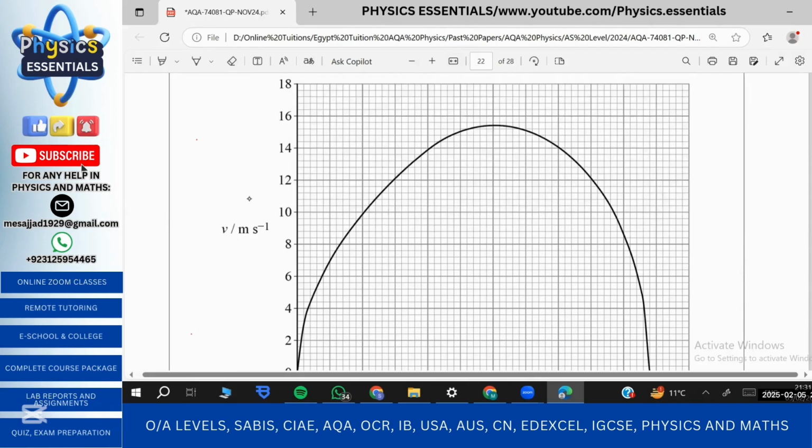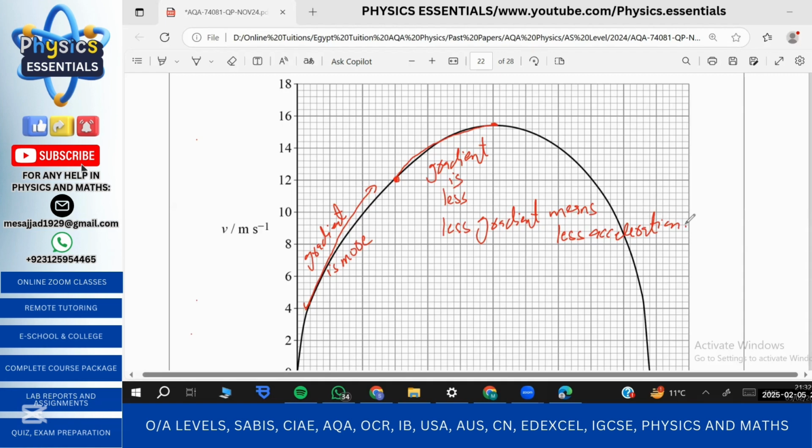In this question, you can see that the value of the gradient is decreasing, right? When the gradient is decreasing, it means the acceleration is decreasing. Here the gradient is more, and here the gradient is less. So less gradient means less acceleration, or decreased acceleration.